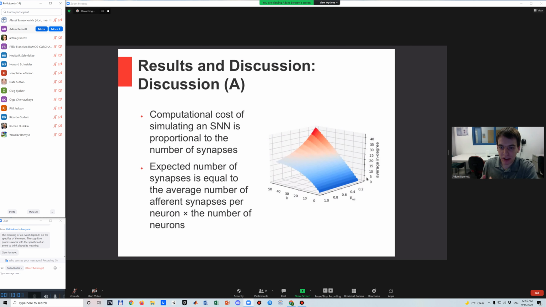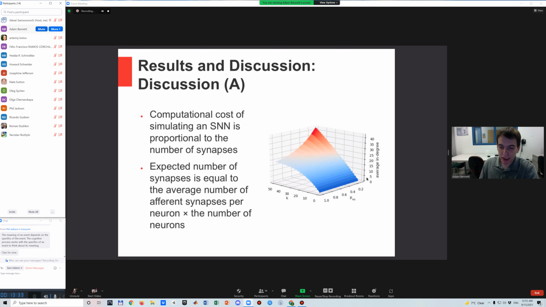So I'm just going to go off topic for a moment here and talk about the computational complexity of running spiking neural networks, at least the ones using this particular neuron model. The complexity is directly proportional to the number of synapses in the network. And we can expect the number of synapses to be equal to the average in degree of each neuron times the number of neurons.